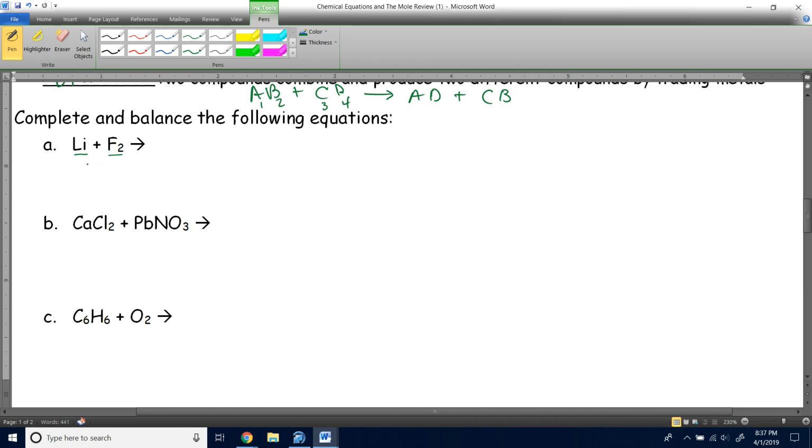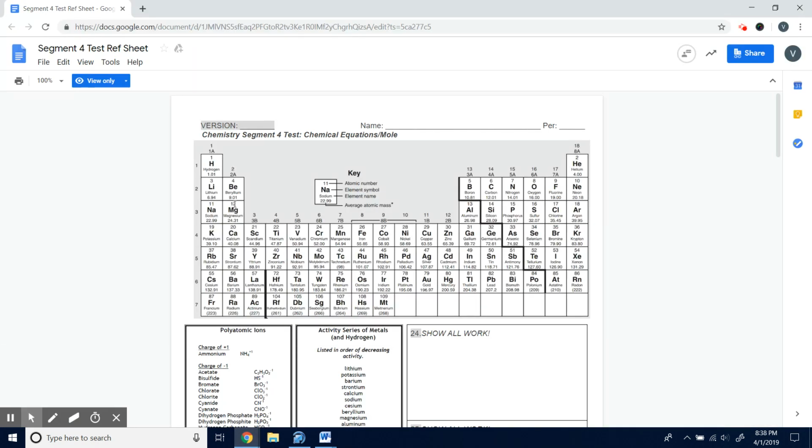Okay, so one combines with another to make a brand new substance. So we know that Li, is Li a metal or non-metal? That's the first thing that we have to take a look at. So where's Li? Oh, Li is a metal, as you can see here.